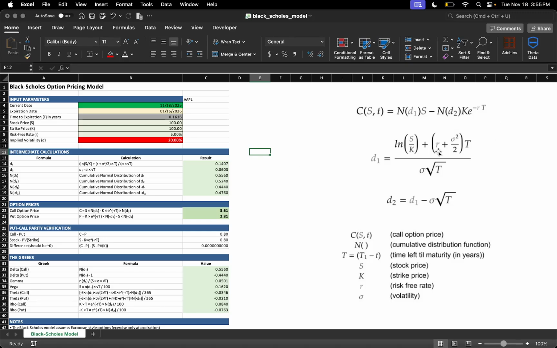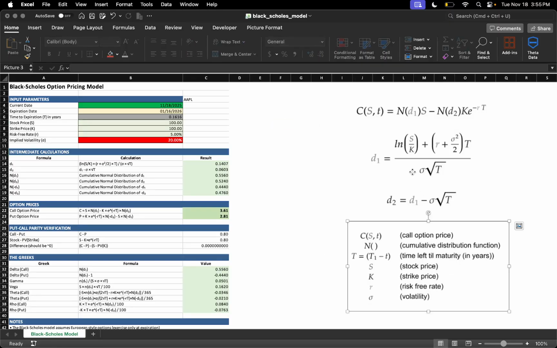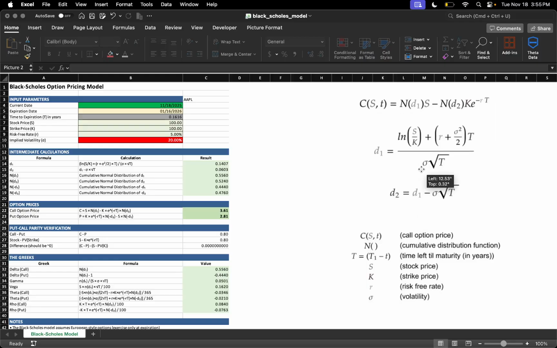And I have the formula here for Black-Scholes. In this case, it's calculating a call option price. And I have the kind of the definitions of what things are down here. So I have the call option price on the left. I have a cumulative distribution of D1, which is down here, times the stock price, minus the cumulative distribution of D2, which is down here.